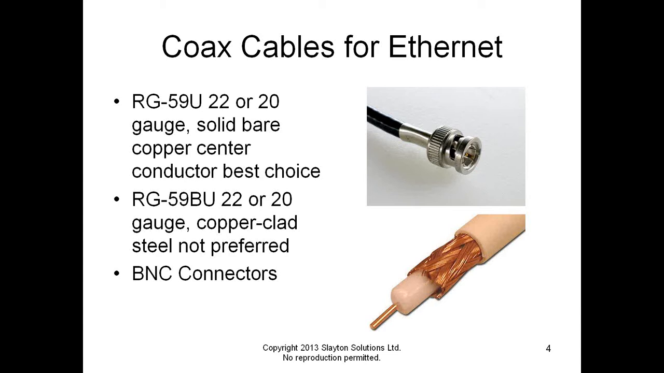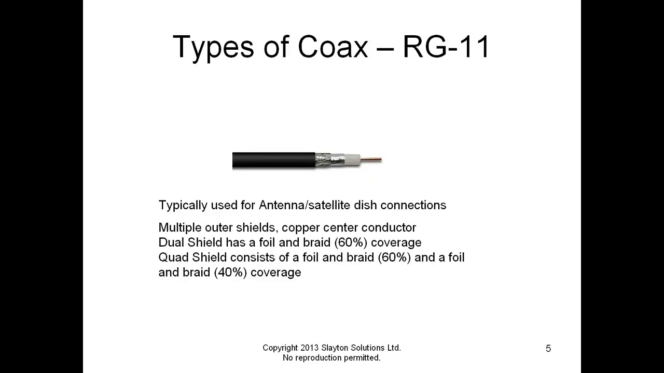Now, if it is analog CCTV, the connectors will be BNC connectors, which you see illustrated on the upper right-hand side. It's a typical connector that's used on analog cameras for years and years and years. Now, when we talk about RG11, this is a cable that is commonly used for satellite dishes and cable connections coming into your house, like cable television. That's going to have multiple outer shields with a copper center conductor. And it's going to typically have a dual shield with foil and braid, or a quad shield with foil and braid and a foil and braid coverage.